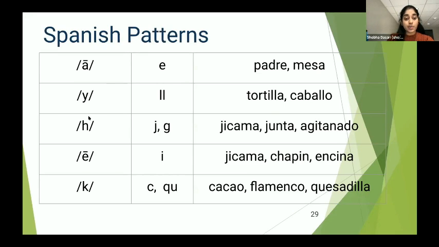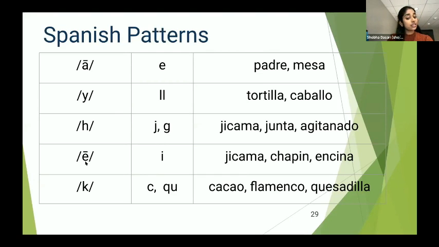The ha sound in Spanish is very often spelled with the J, but occasionally can be spelled with the G. And so examples of this are jicama, where the J letter makes a ha sound, junta, where the J letter makes a ha sound again, and then ajitanado, where the G is actually making an H sound. If you're ever stuck between the two, go with J. This is much more common, but there are a small number of words in Spanish where the G also makes that ha sound.